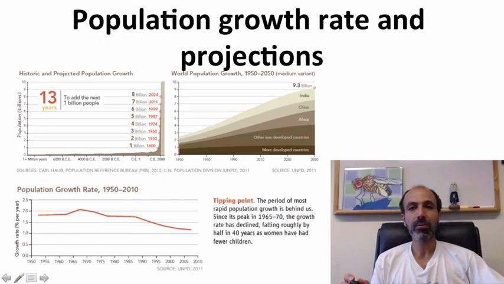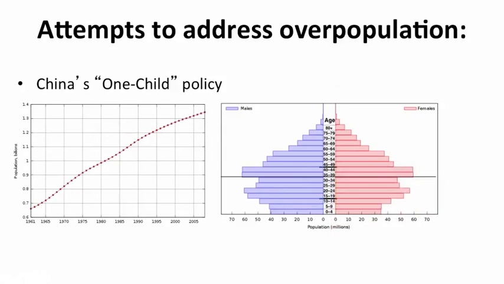Now, this is something that several different countries have attempted to address. One example would be China. China, as many of you know, back in 1979 instituted the one-child policy. This shows you the population growth in China over time, and this shows you the age distribution as of 2009.